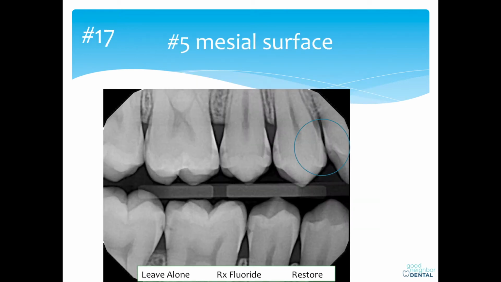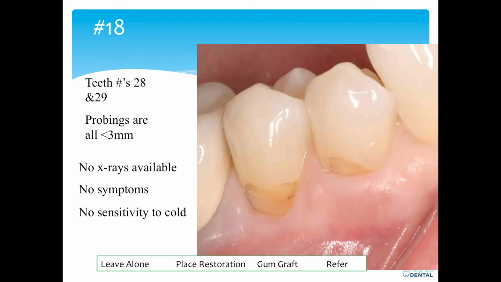Number 5, take a look at just number 5 for a moment. Feel free to evaluate the rest of the mouth, but number 5 on the mesial, what do you do there? Now we're looking at the potential for perio grafts. Do you want to leave those alone? Do you want to place a composite restoration, do a gum graft yourself, or refer it out to a periodontist? No symptoms, no sensitivity.